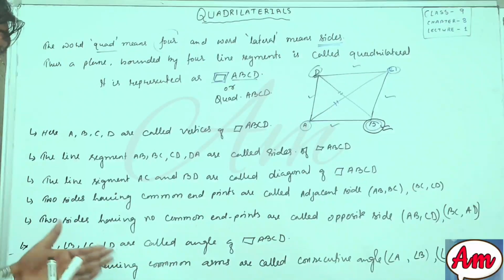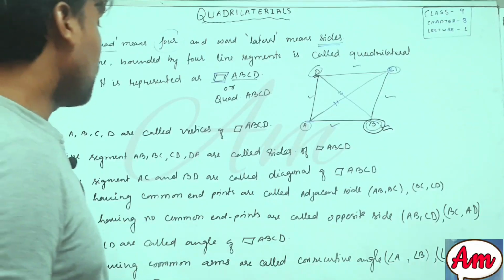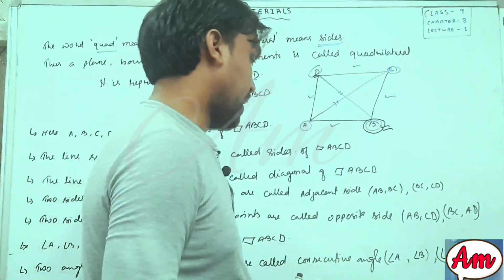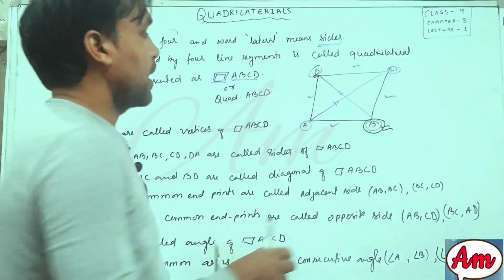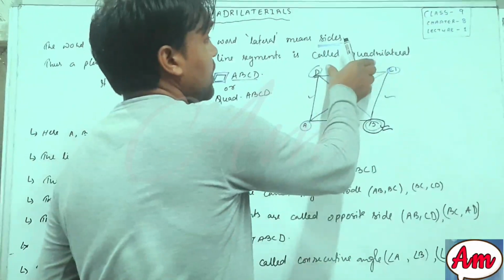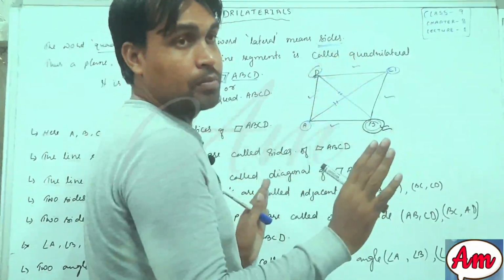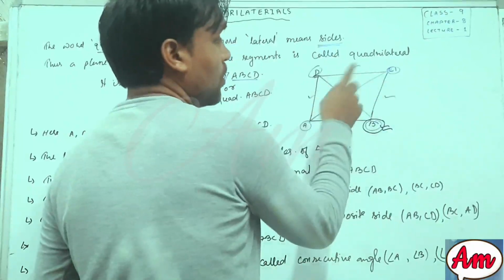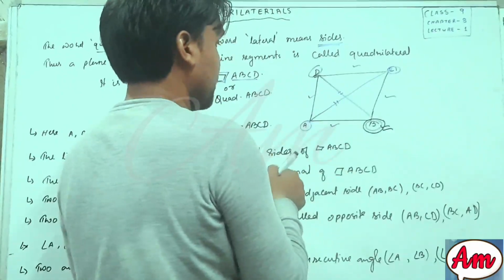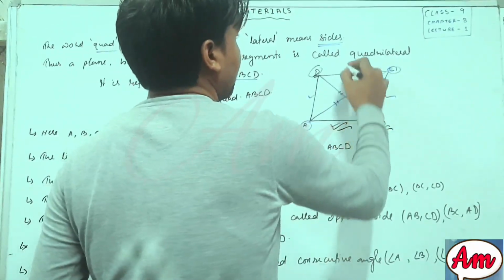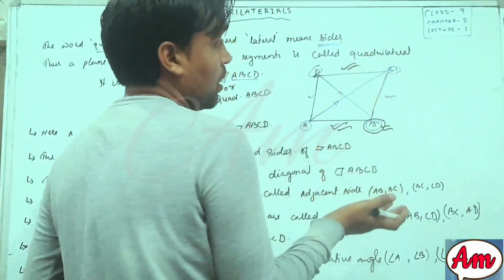Next, the 2 sides having no common point are called opposite sides. These two, AB and CD, do not have anything in common between them. There is no common point between them. So always remember, this AB and this CD are called opposite sides.